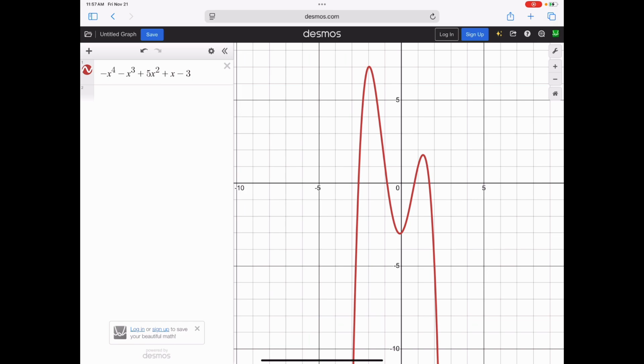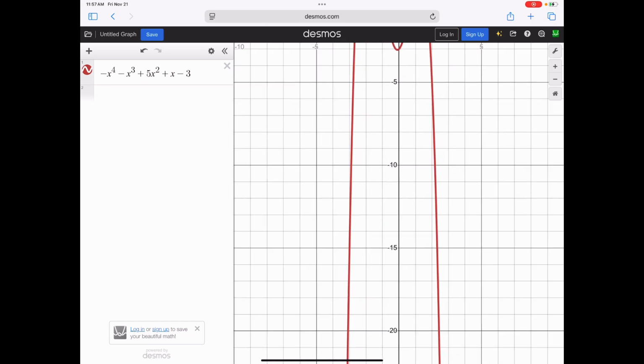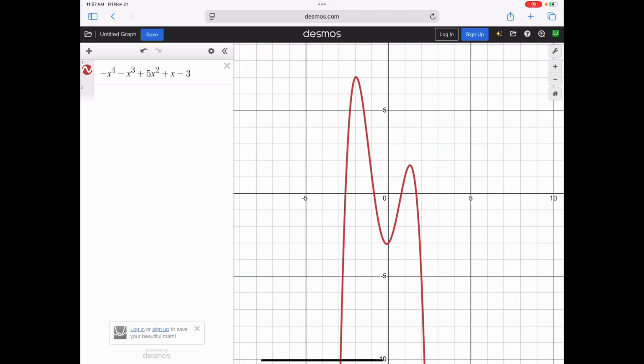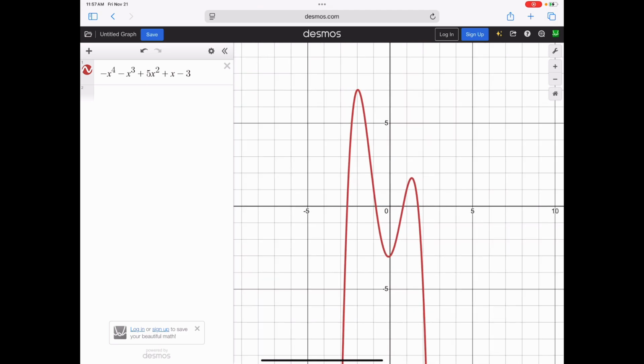So this is probably all of the relative maximums and minimums that we're going to see. If you don't think it is, you can just scroll down a little bit. You can see that it just continues to go down forever and ever. So I think we're pretty safe. So let's go ahead and highlight the maximums and minimums.